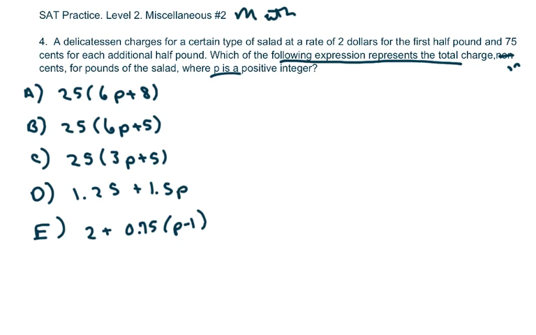So begin the translation process by expressing the $2 initial charge as 200 cents. So we're going to look at that as 200 cents, and think of it like that. Now, you're going to ask yourself, what is the weight of the entire purchase? It's P pounds.